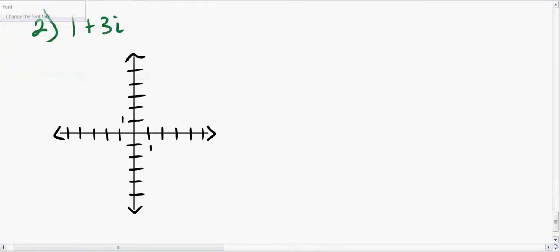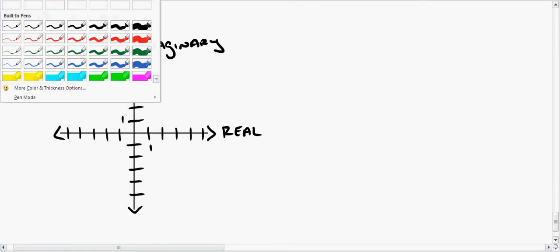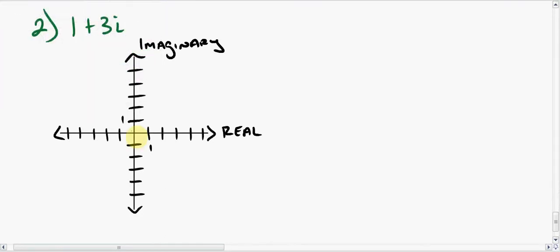Alright, so 1 plus 3i. Remember, what we know as the y-axis is now our imaginary axis, and what we know as the x-axis is now our real axis for real numbers. So I'm going to start at 0, 0. I have a real number of 1 and an imaginary number of +3i, so I go up 3, and there's my point. +1 on the real axis, +3 on the imaginary axis, so I have 1 plus 3i right here. And that complex number is now plotted.